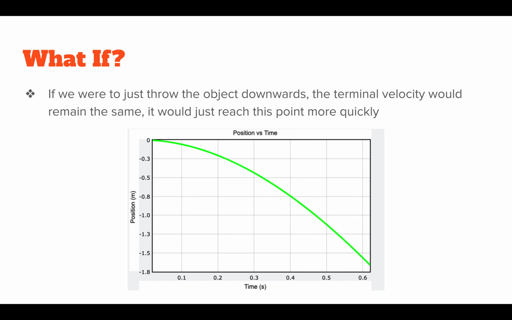If we were to throw the bag straight downwards instead of dropping it from rest, the terminal velocity value would remain the same. It would just reach this point more quickly. Changing the initial velocity does not change the terminal velocity, just allows the object to reach it more quickly.